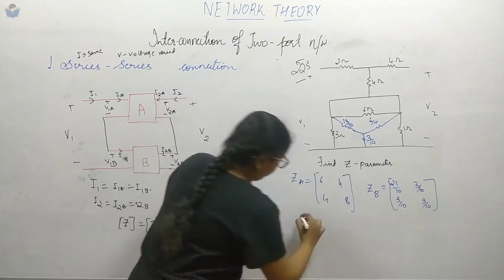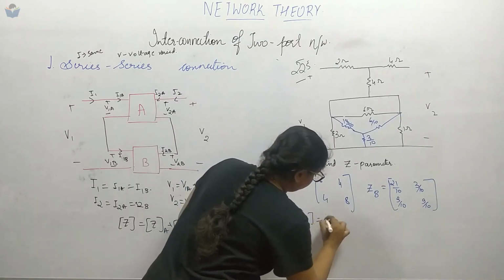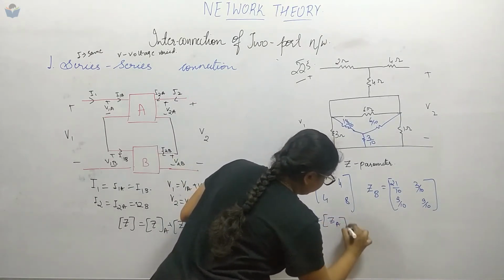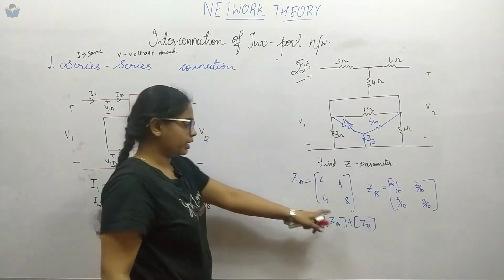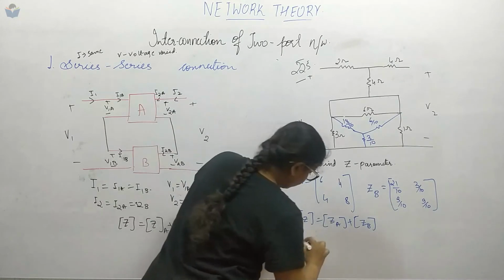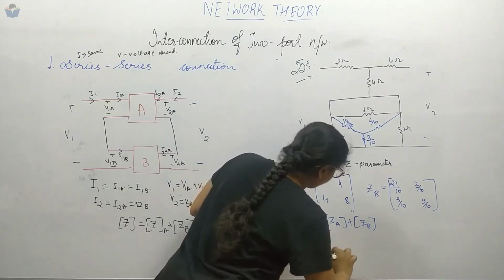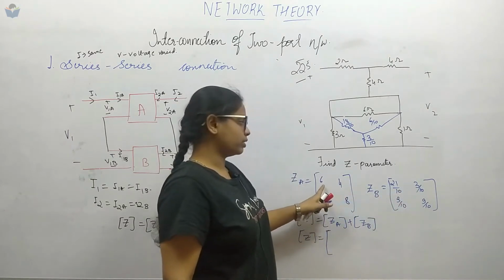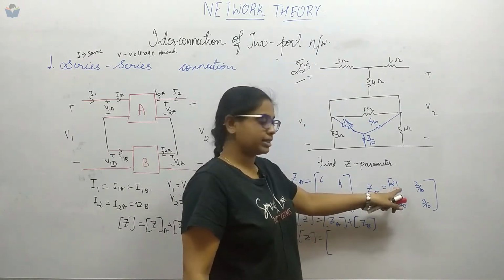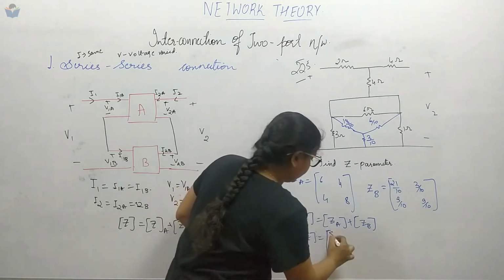So now our Z parameter, how do we find it? ZA plus ZB. When we add these, we will get the Z parameter. So what is it? 6 plus 21 by 10. 10 into 6 is 60, 60 plus 21 is 81. 81 over 10 is 8.1.